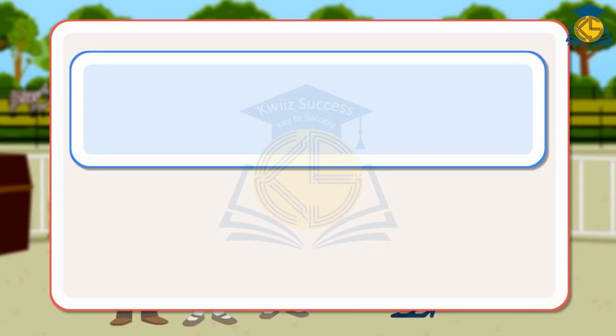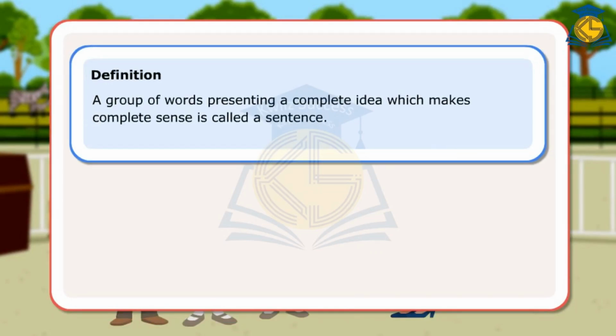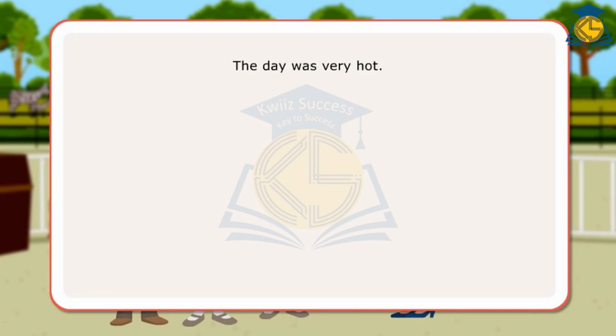Definition. A group of words presenting a complete idea which makes complete sense is called a sentence. Let us look at some sentence structures. If a sentence has one statement presenting one complete idea, it is a simple sentence. The day was very hot.